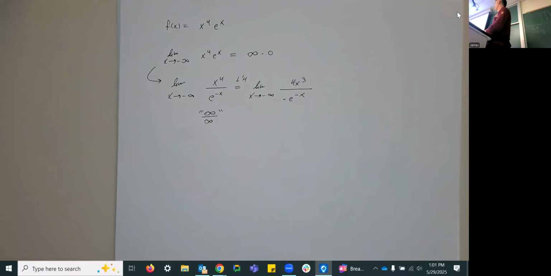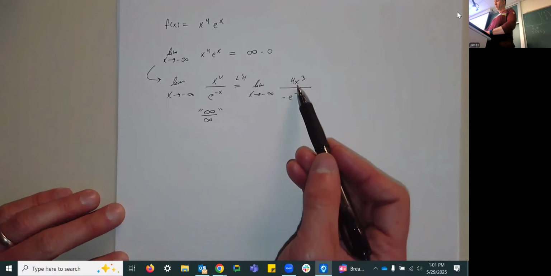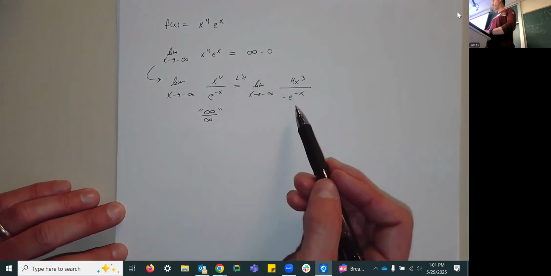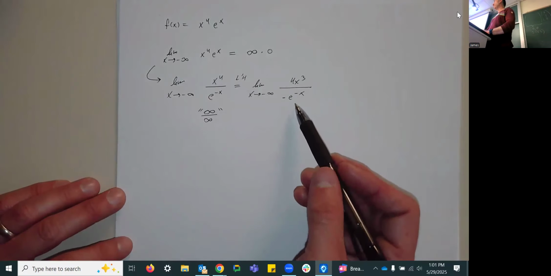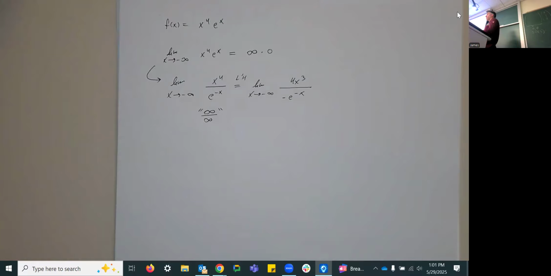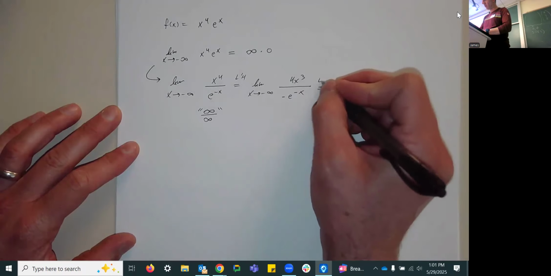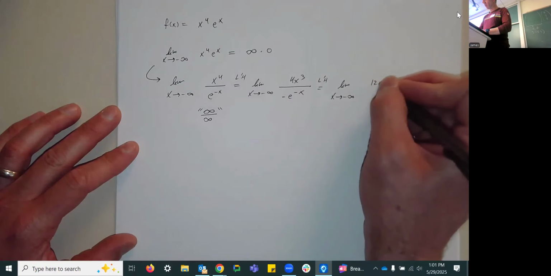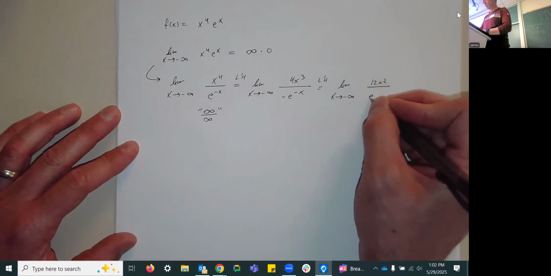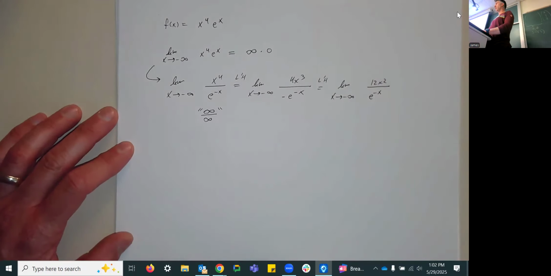And you can probably see we're going to have to do this a couple more times, because now the numerator is going to negative infinity and the denominator is going to negative infinity. So we have to do it again. We basically have to do this until we run out of x's on top, because the denominator is always either going to be e to the negative x or negative e to the negative x, whereas the numerator, the power of x, will decrease by 1 every step. So this is going to equal the limit as x goes to negative infinity, again using L'Hopital's rule, of 12x squared over positive e to the negative x, or negative e to the negative x times negative 1.